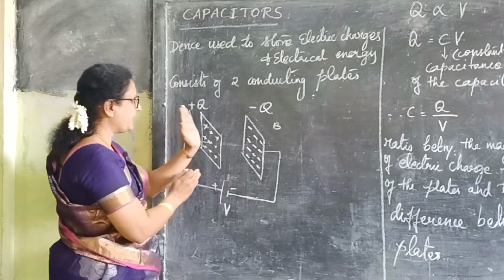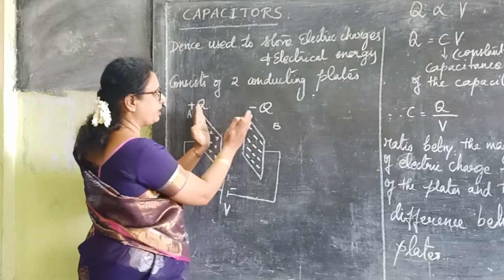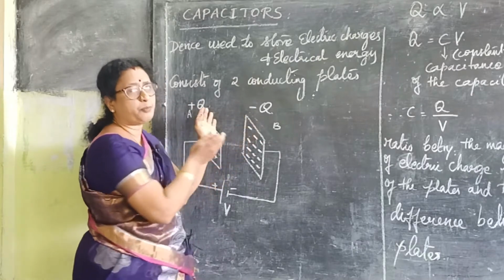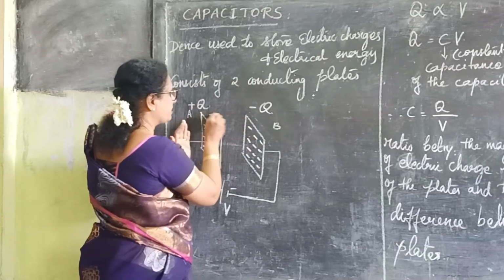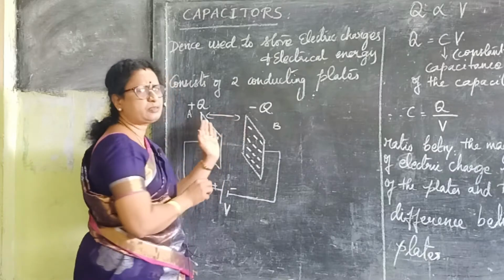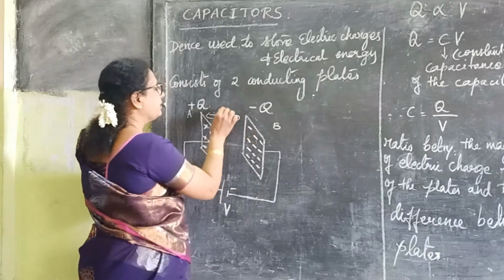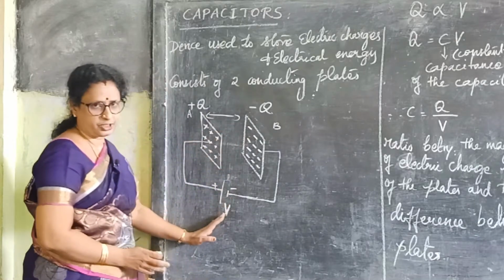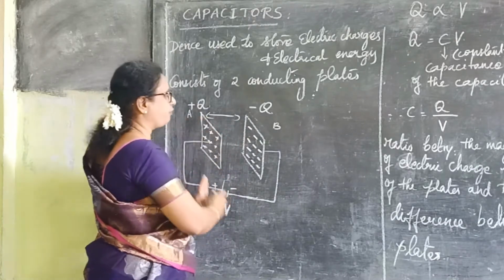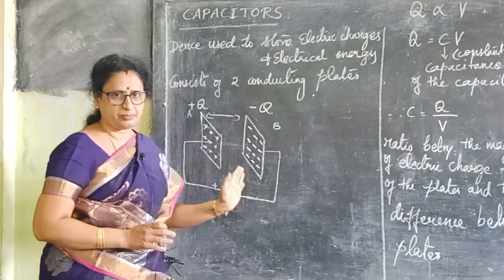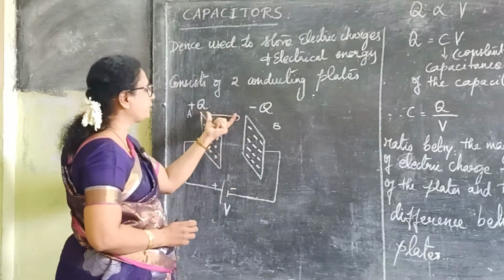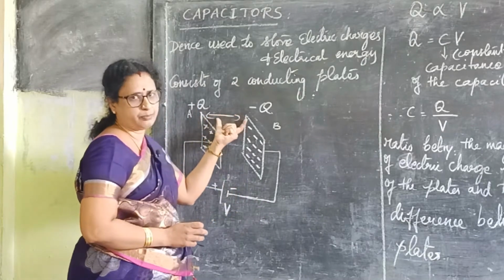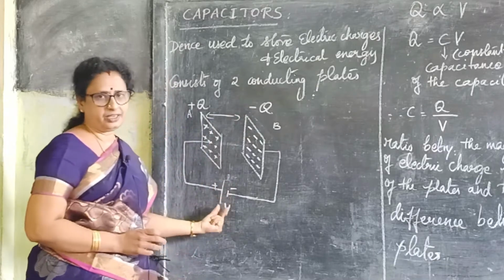Once the plate A acquires a positive charge and plate B acquires a negative charge, a potential is developed between the plates, and this potential we call the plate potential. This is the battery potential. So how long will this transfer of electrons from A to B take place? Until the potential between the two plates A and B becomes equal to the battery potential.